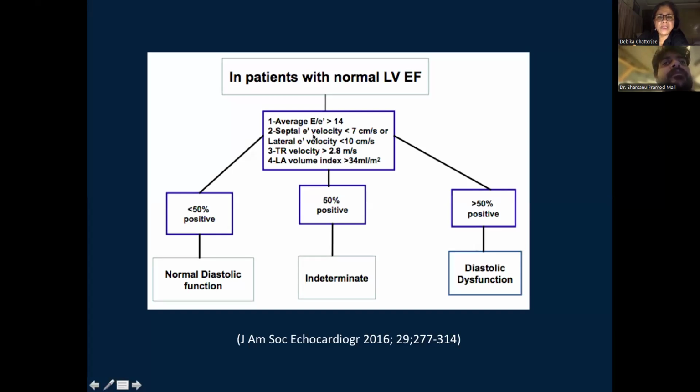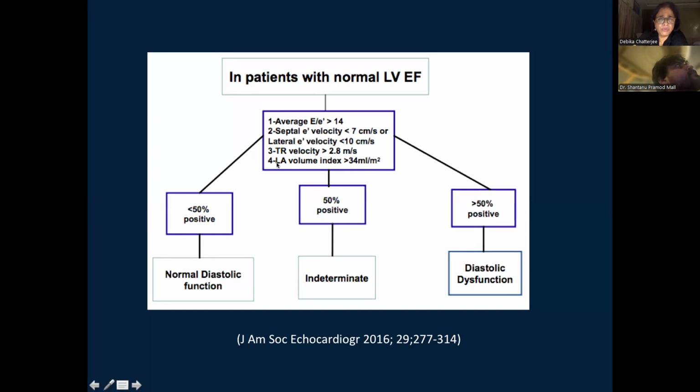Second is the septal E prime velocity. It should be, if it is less than 7 centimeter per second, or lateral E prime velocity less than 10 centimeter per second. Number 3, TR jet velocity more than 2.8 meter per second. Number 4, LA volume index more than 34 ml per square meter.